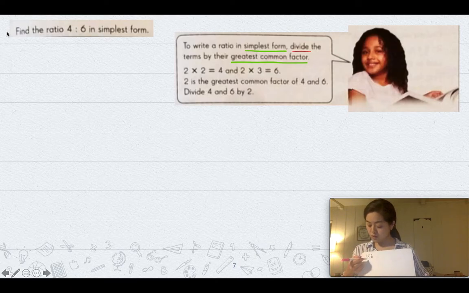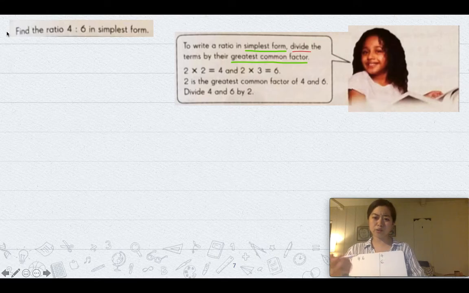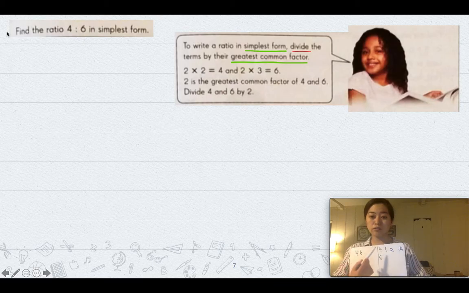Okay, so we have a 4 and we have a 6. Okay, so I'm going to write it on the side here. So a 4 and a 6. Okay, and so let's see, the factors of 4, what makes 4? I know that 1 times 4 works. Is there another number? 2 times 2. We just need to write 2. So the factors of 4 are 1, 2, and 4.